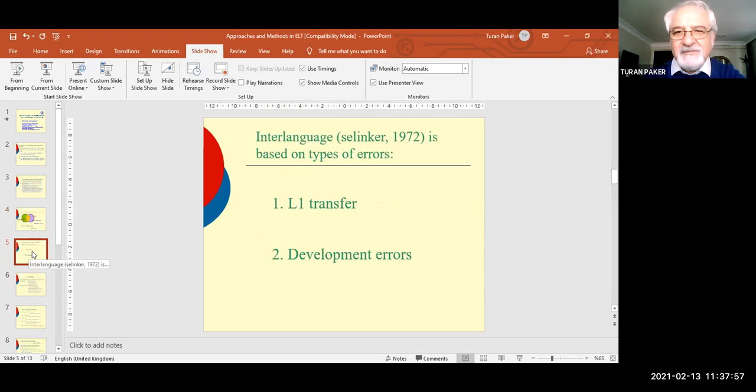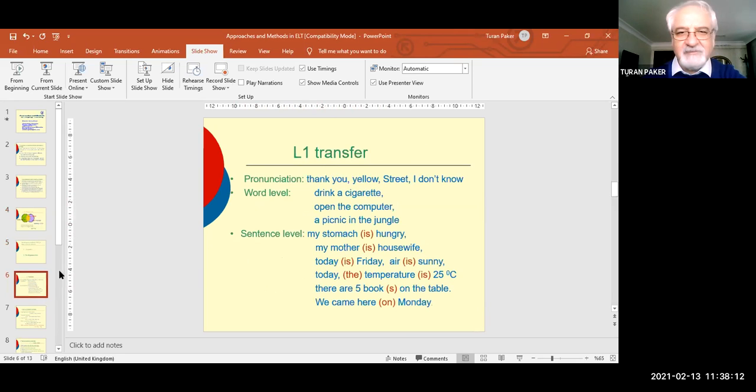So what are the roots of interlanguage? It is based on two types of errors we come across as a teacher. L1 transfer, which is normal in brain functioning, and also development errors. What are they? For example, we may have pronunciation L1 transfer. For example, in Turkish we don't have the th sound. In Arabic you have. So that's why Turkish students don't say thank you, but they say tank you.